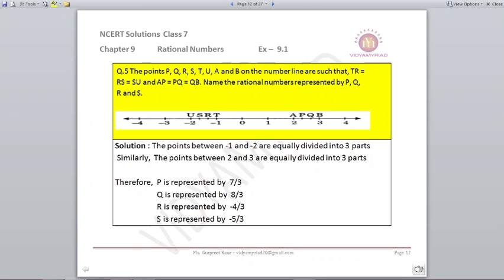Q will be 8 upon 3. Similarly, R is on the left hand side. Between 0 and minus 1 also there will be 3 equal parts. That means 3 parts from there. And then further I will count R as minus 4 upon 3. S will be minus 5 upon 3.